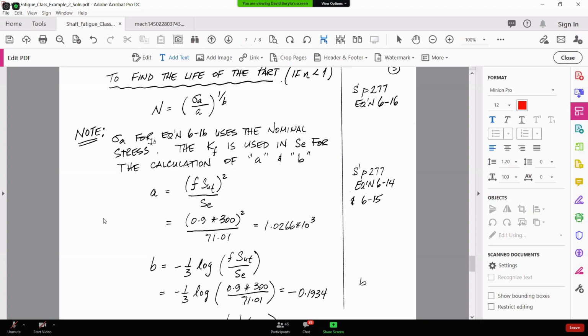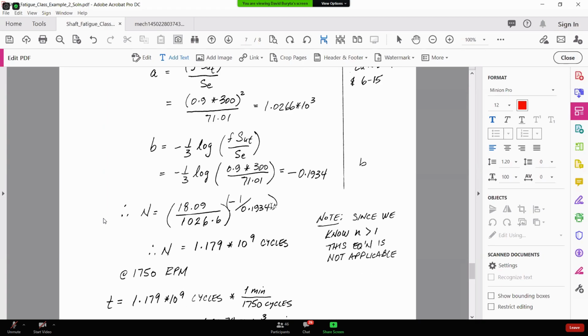And the key thing here is that the sigma A is the nominal, and in the A and the B, this is the fully modified endurance limit. It includes KF, okay? So you get your A and your B value, and you'll see here, this makes no sense at all, because it comes out greater than 10 to the 6th. So we really know it's not applicable, because if our stress was high enough that we got a factor of safety less than 1, this would come out to be something less than 10 to the 6th.